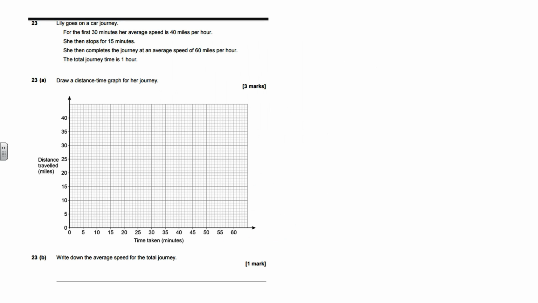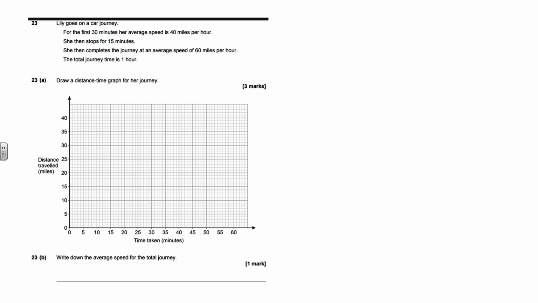So question 23, Lily goes on a car journey. For the first 30 minutes, her average speed is 40 miles per hour. She then stops for 15 minutes. She then completes the journey at an average speed of 60 miles per hour. The total journey time is 1 hour. Draw a distance time graph for the journey.